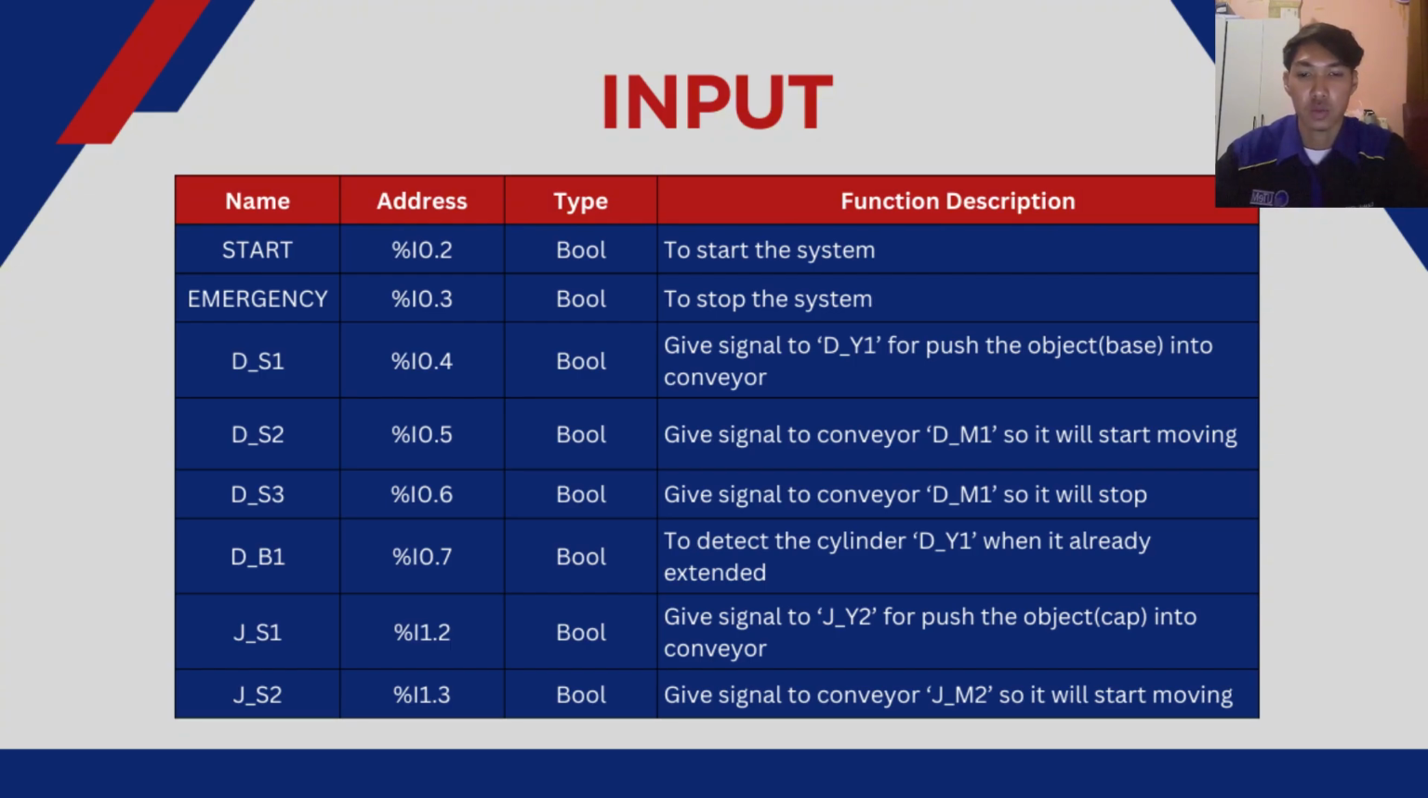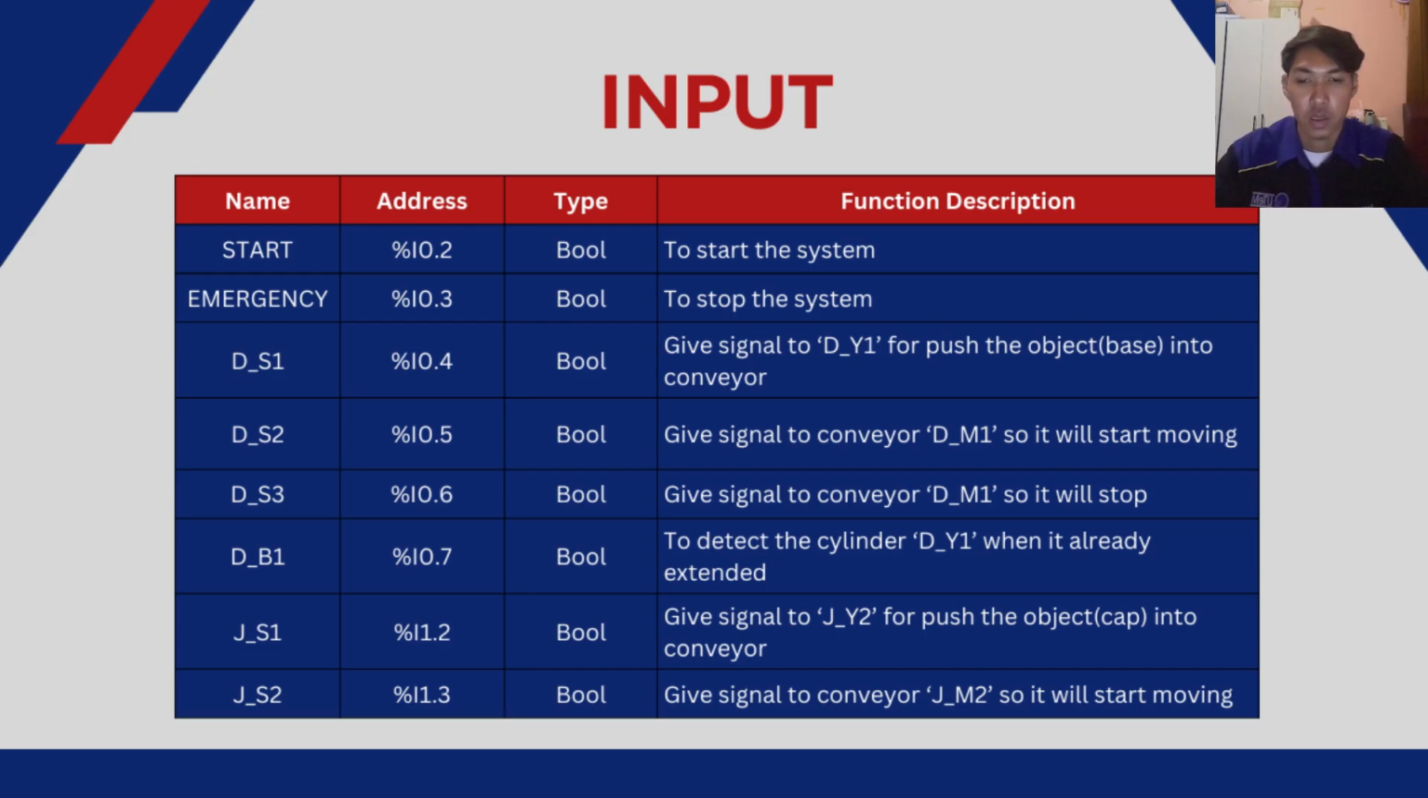For the S2, we are using I0.5, and the function gives a signal to conveyor M1, so it will start moving. For the S3, address I0.6, the function is to give a signal to conveyor M1, so it will stop. For the B1, I0.7 detects the cylinder Y1 when it has already extended.